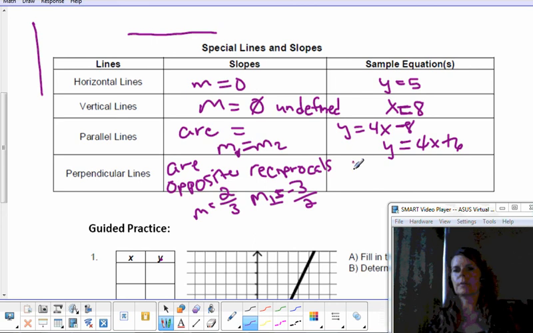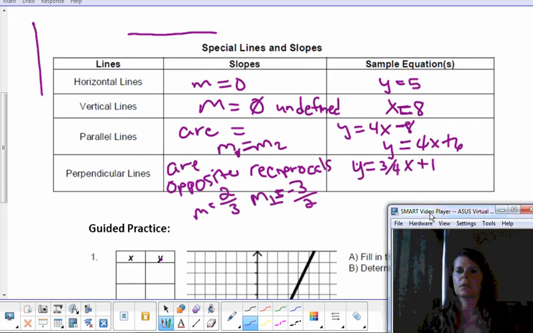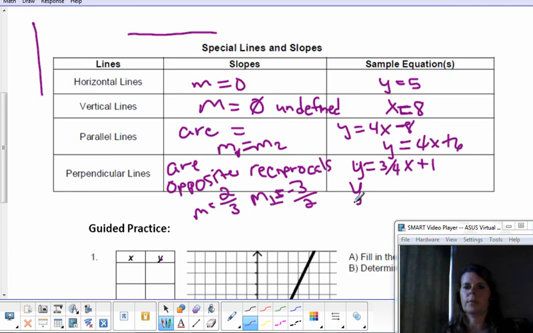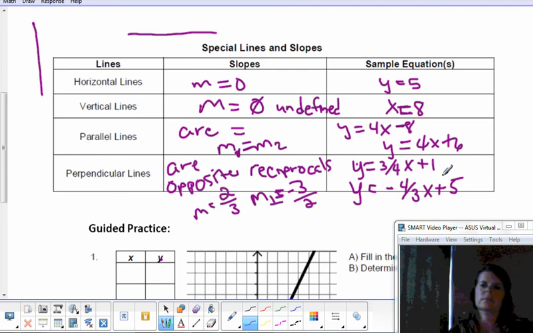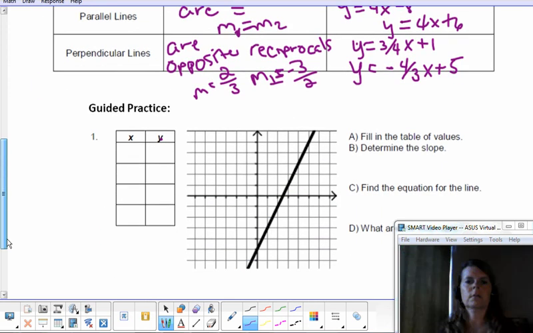So examples might be, okay, if y equals, let's do 3/4 x plus 1, a perpendicular line would be y equals, flip that over, and make it negative, negative 4/3 x plus 5. And those are perpendicular because their slopes are opposite reciprocals. Okay, let's practice.